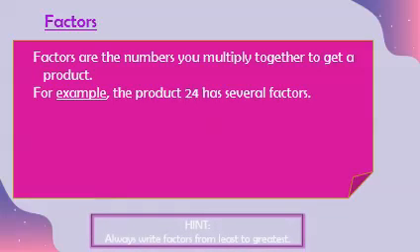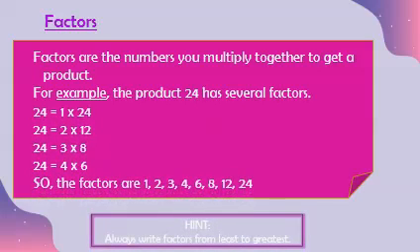So first of all, 24 is 1 times 24. It's 2 times 12. It's 3 times 8. And it's 4 times 6. So all these numbers, when you multiply them, you get 24. So the factors are 1, 2, 3, 4, 6, 8, 12, and 24.